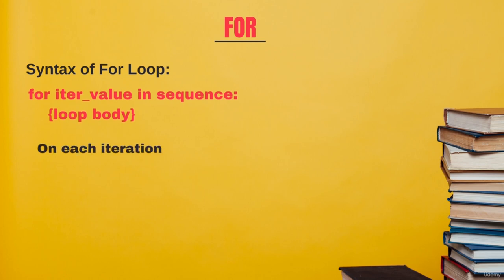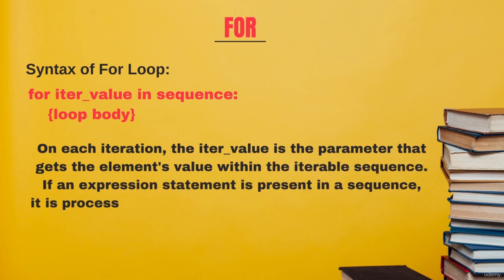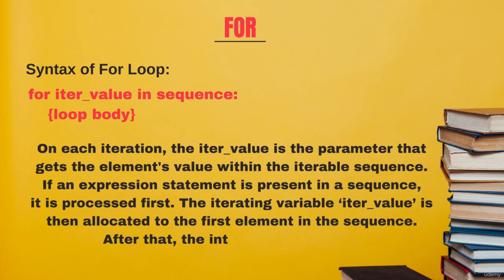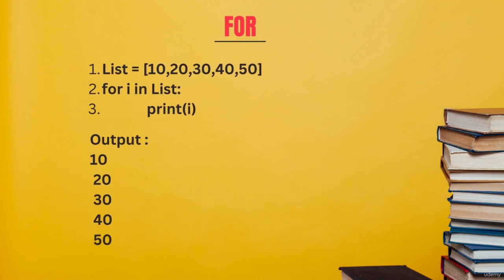On each iteration, the iter value is the parameter that gets the element's value within the iterable sequence. If an expression statement is present in a sequence, it is processed first. The iterating variable iter value is then allocated to the first element in the sequence. After that, the intended block is run. The statement block is performed until the whole sequence is completed and each element in the sequence is allocated to iter value. Let's look at an example of a Python for loop.